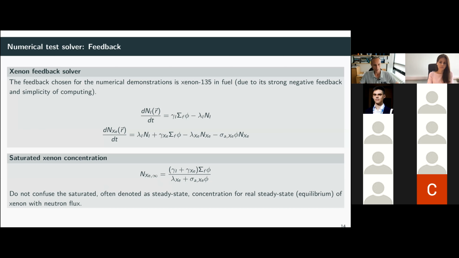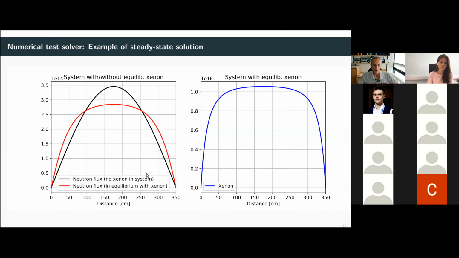So I'm going to make a distinction between saturated concentration and the equilibrium concentration of xenon. So when I talk about equilibrium, it means that the flux is not fixed and it responds to changes in the concentration of xenon. All right. So, even before I tell you how you can calculate the steady state or the equilibrium state, I will show you right away how it looks like in my system, in the slab reactor.